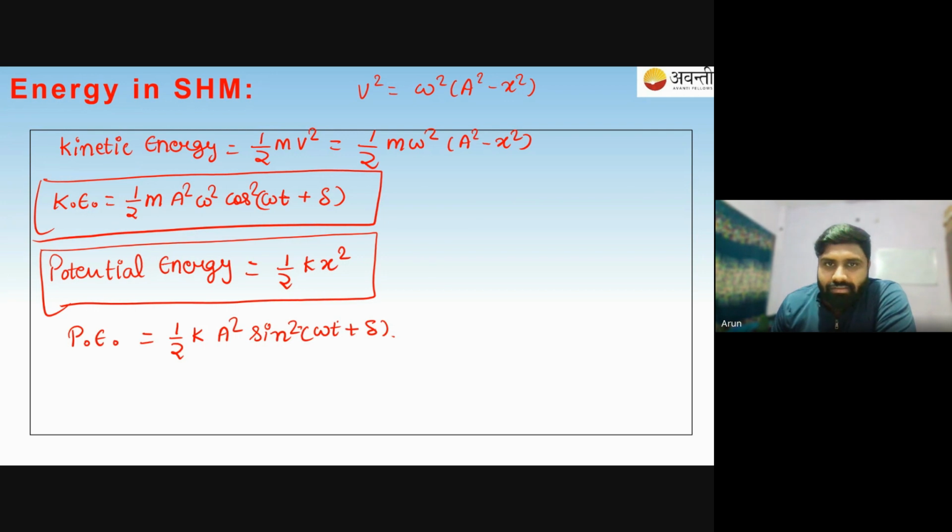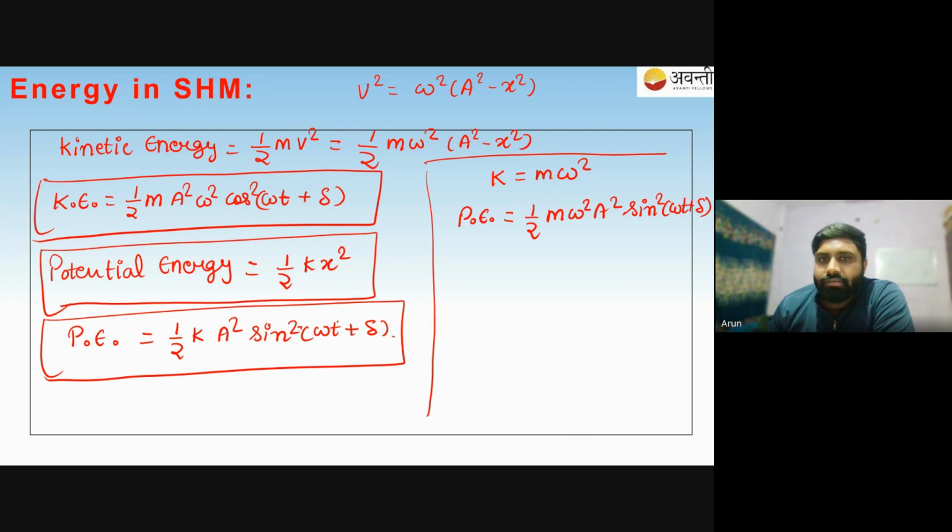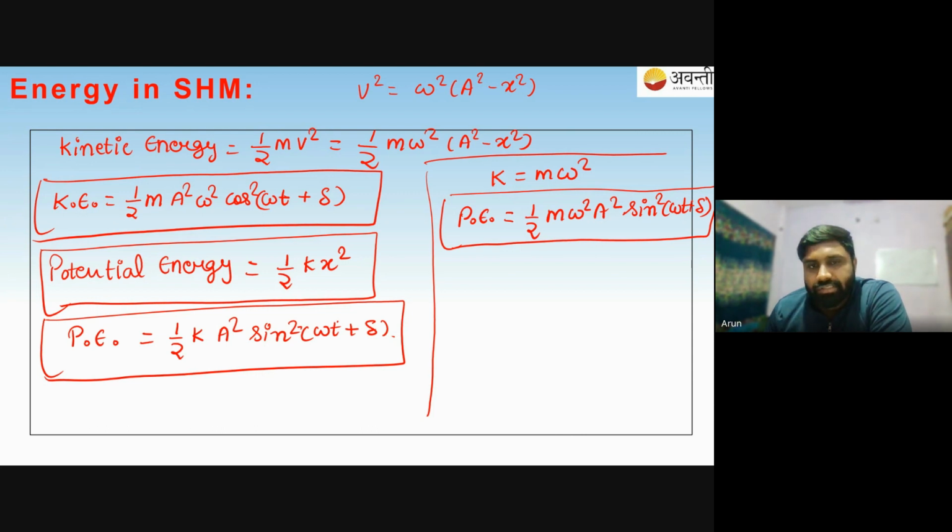Now we know this is the equation. We also know that k is equal to m omega square, because omega square is k by m. So if you put that in the potential energy expression, you will have potential energy is equal to 1 by 2 times m omega square a square sine square omega t plus delta. This expression you can also keep in your mind. And I am not recommending you to learn these expressions. Just grasp the concept that I'm talking about.